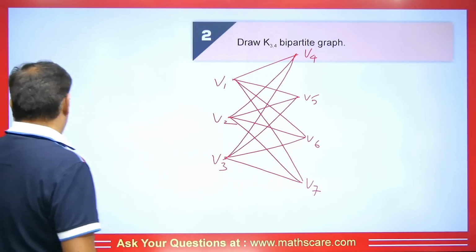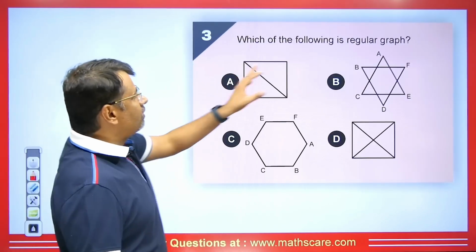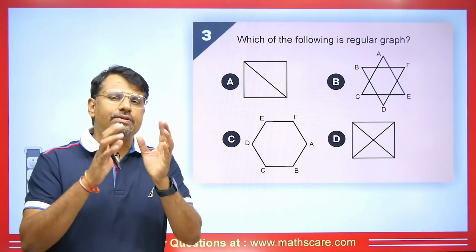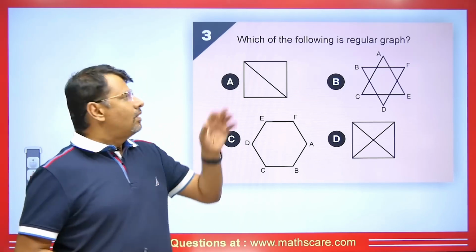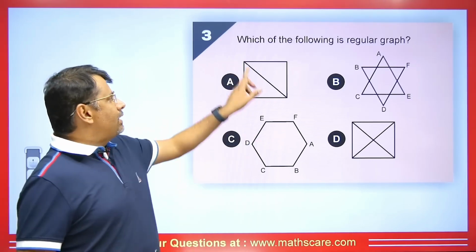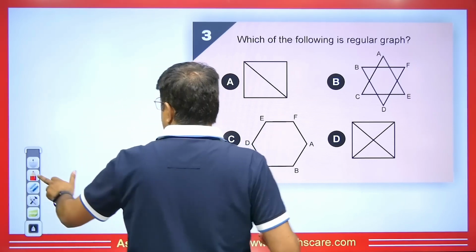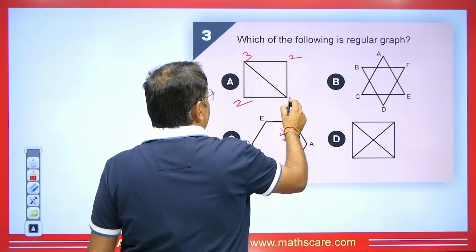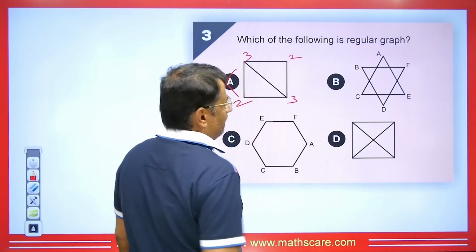Let's move forward. In this you are being asked which of the following is a regular graph. What is a regular graph? Any graph in which the degree of every vertex is the same is a regular graph. So here, students, in this graph, this vertex has degree 2, this has degree 3, this has degree 2 and this has degree 3. So this will not be a regular graph.